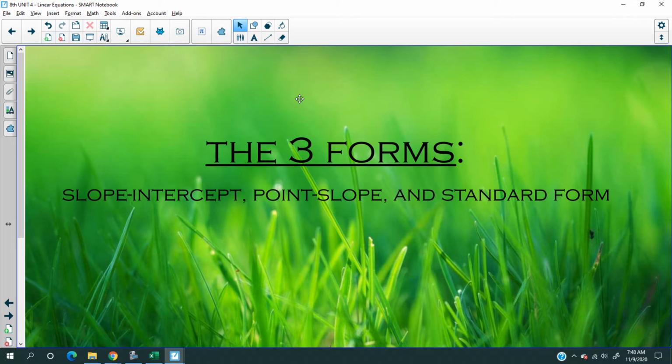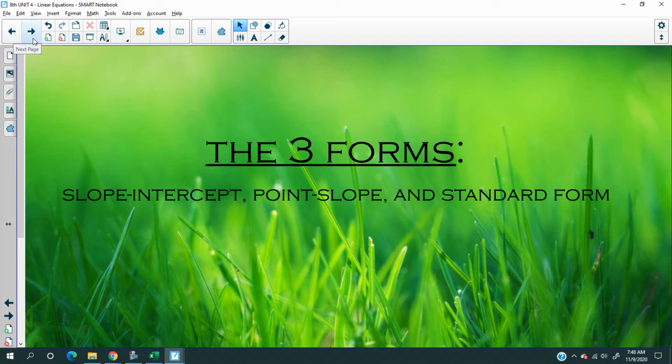Now remember, the magic number in this unit is 3, because there are three ways to look at a line. As you remember, the first way is using an equation, the second way is using a table, and the third way is using a graph. And for each one of these views of a function, there are three forms. The first category is called slope intercept form, the second is point slope form, and the third is standard form.